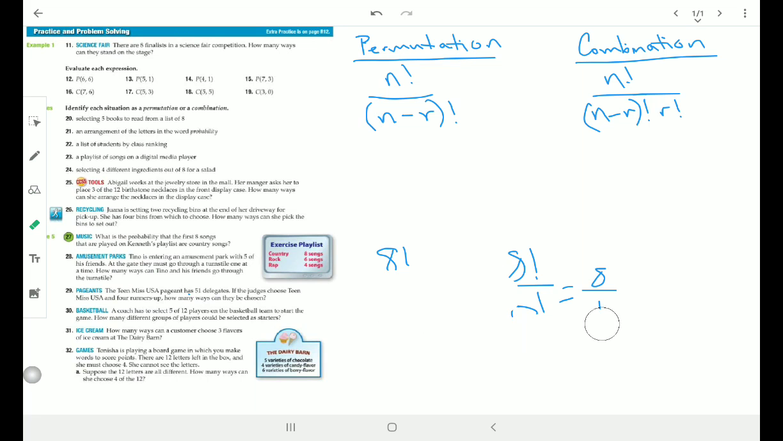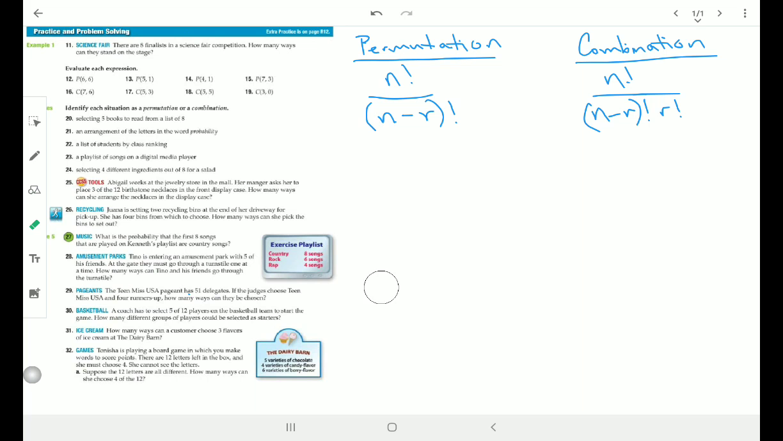Just know that if you're not picking out of these 8, if you're using all 8 people, then just use 8 factorial, which is going to be 8 times 7 times 6 times 5 times 4 times 3 times 2. If you multiply that all out, that will give you your answer, and you should get 40,320 for that one. So that's number 11.